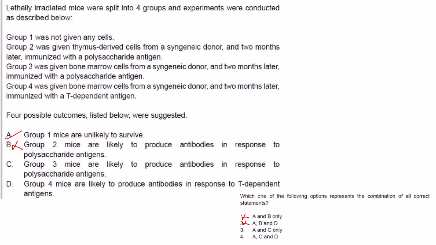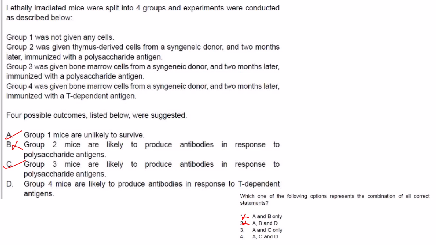Then group 3 mice are likely to produce antibodies in response to polysaccharide antigen. What have they done with group 3? Group 3 was given bone marrow cells. Okay, that means both B cells and T cells are produced from a syngeneic donor and 2 months later immunized with a polysaccharide antigen. Okay, B cells are available. Polysaccharide antigen can stimulate the B cells to produce antibodies. So group 3 is going to produce antibodies. So C is correct. Now we have to see if D is also correct.